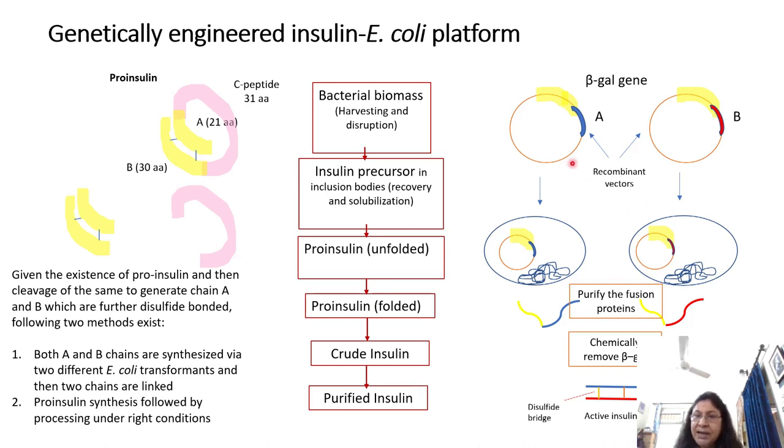The picture on the right shows you how the second strategy can be adopted, where you have now a plasmid which contains the synthetic gene fragment which codes for the A chain of insulin. All right, you also see a yellow segment here. That is a part of the beta-gal gene. So in other words, what we are trying to do here is constructing a fusion protein.